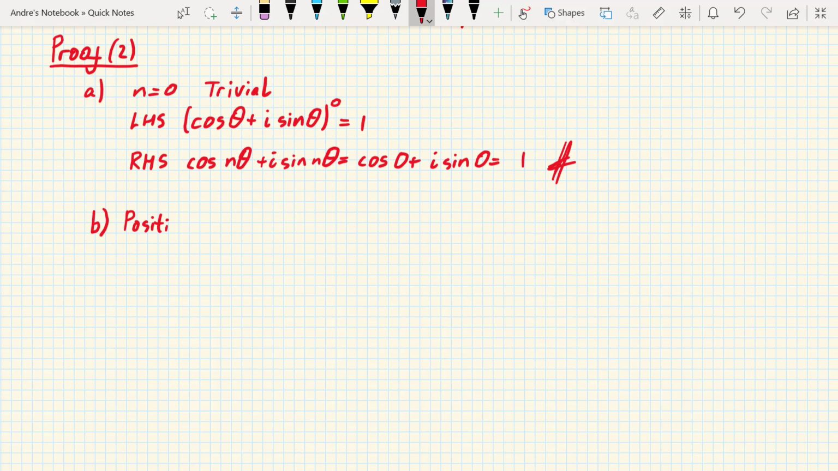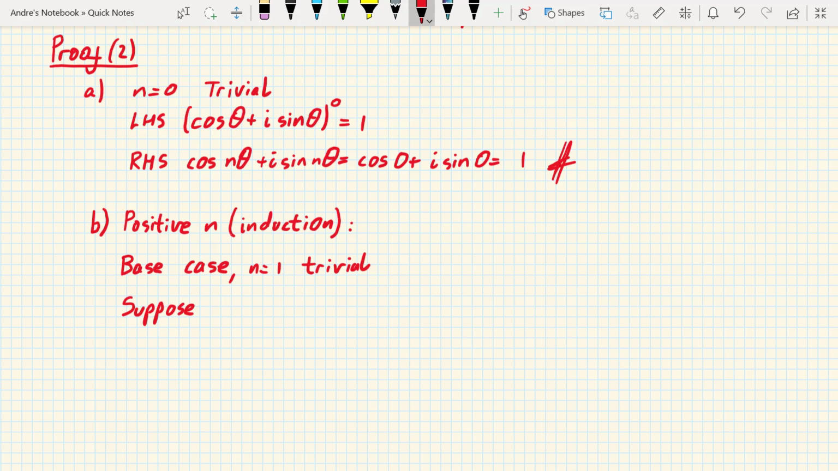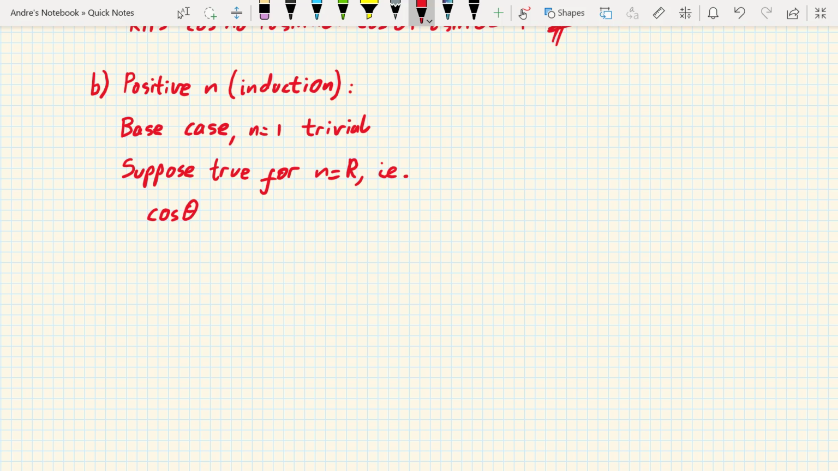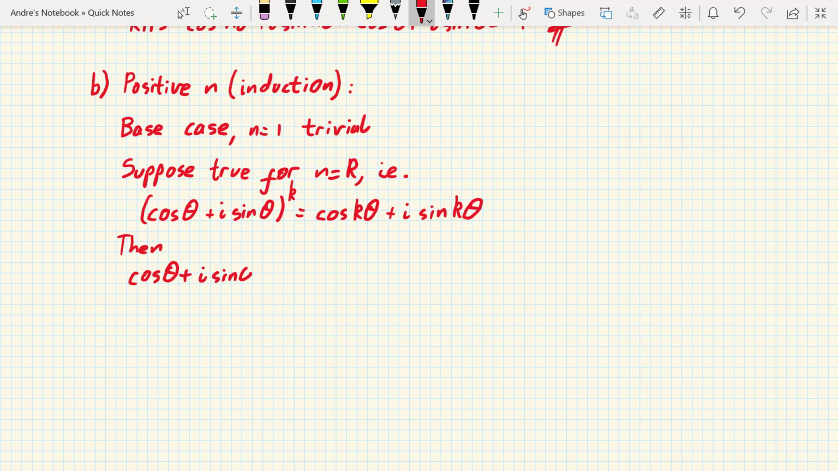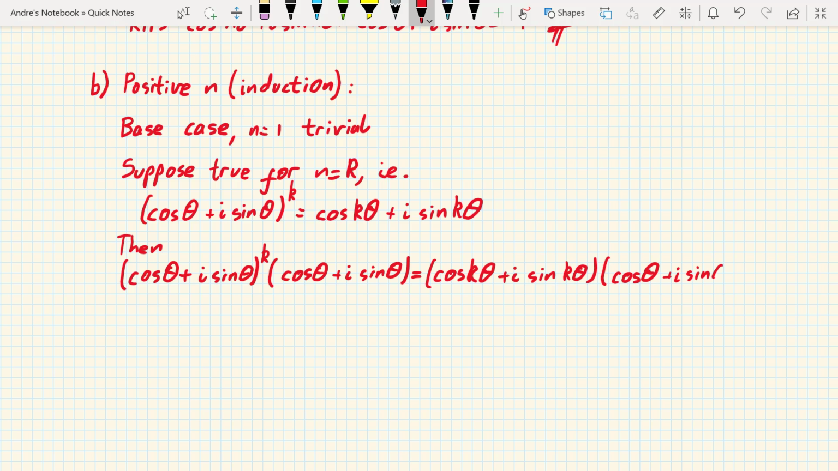Now the proof for positive n we'll do by induction. For the base case, n equals 1, is trivial. Now suppose the statement is true for n equals k. In other words, (cos theta + i sin theta)^k is equal to cos k theta + i sin k theta. If we now multiply both sides by cos theta + i sin theta, what we get is (cos theta + i sin theta)^k multiplied by (cos theta + i sin theta) equals (cos k theta + i sin k theta) multiplied by (cos theta + i sin theta).